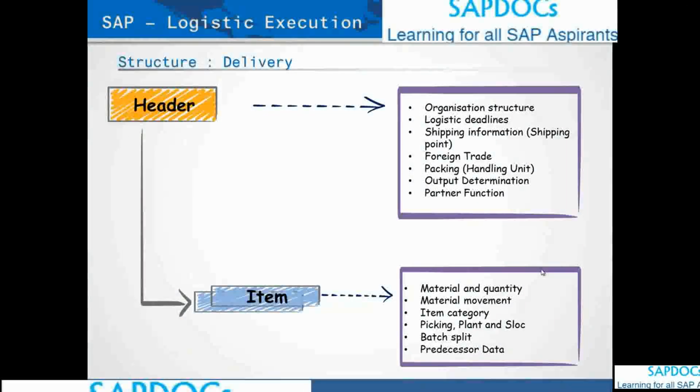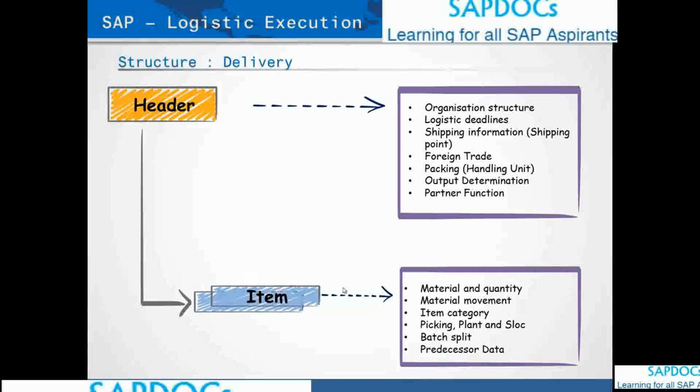So to recap, on the delivery, the header information applies to the whole document, and then there is item level information. On the header level, we have information such as the organization structure. We have the logistic deadlines, which are copied from the schedule line. We have the shipping information at the shipping point, foreign trade, packing information. We'll have a look at this later. Output determination. We'll have a look at this later also.